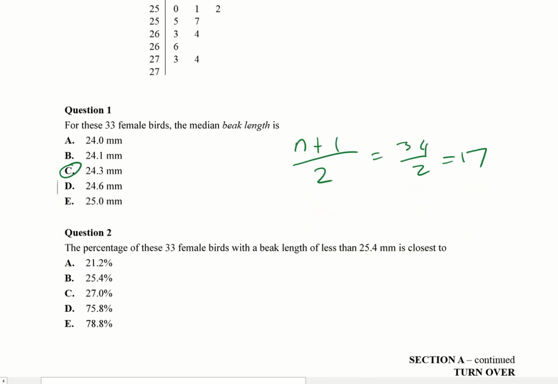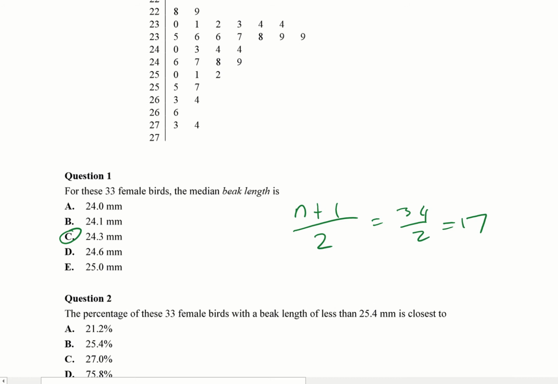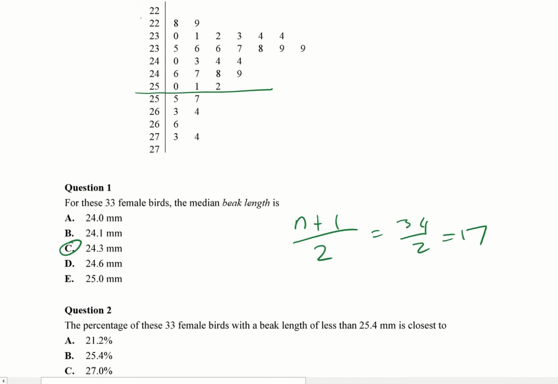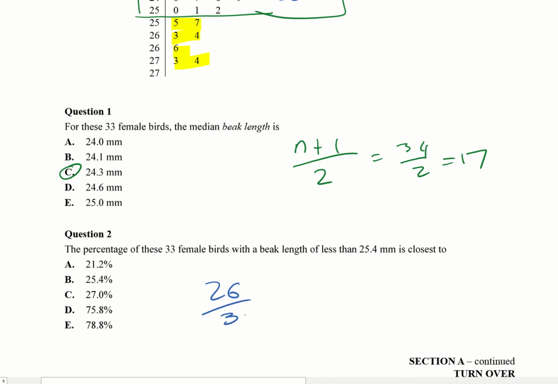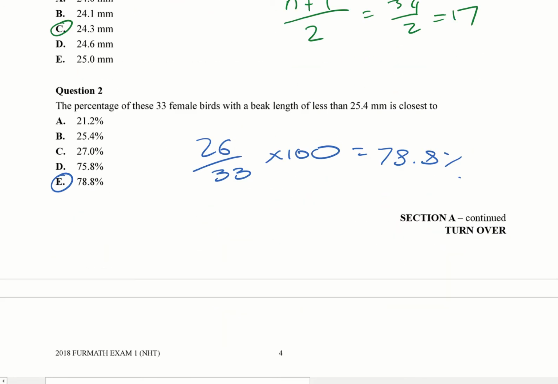The percentage of these 33 birds with a beak length of less than 25.4 millimeters is closest to. In this case, we're after the percentage of the total. I'd actually count these ones, and I've got 7 above that. So in this section here, I have 33 minus 7, so I'm going to have 26 numbers. So basically it's going to be 26 over 33 times 100. And when you do that, what you'll get is 78.8%. Okay, so that's how you could do questions 1 and 2.